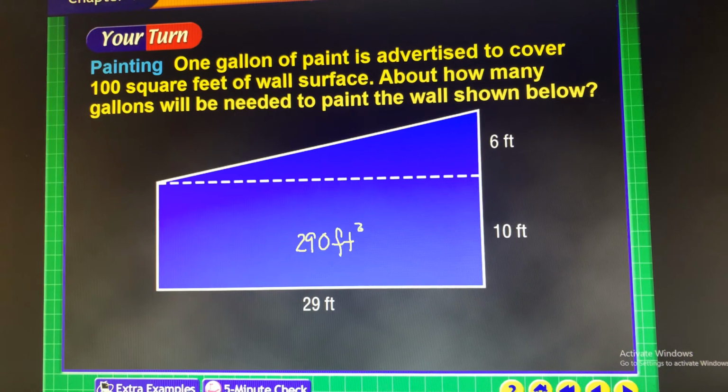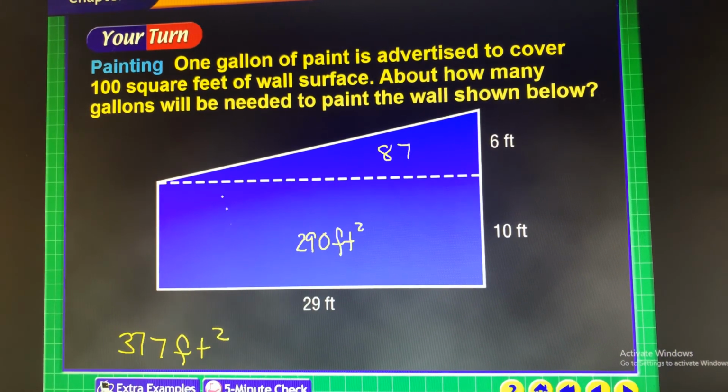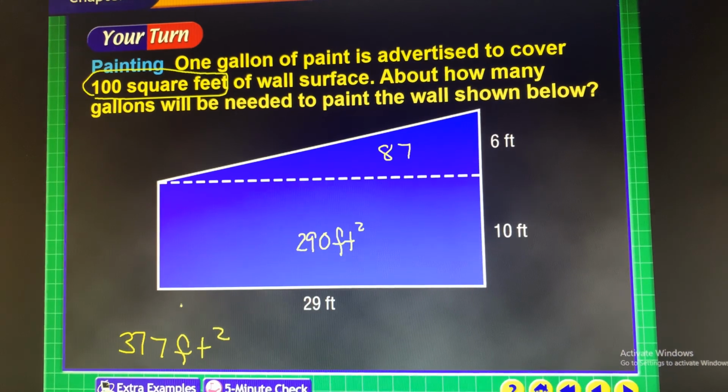So you have your 29 times 6 divided by 2 is 87. Put those two together, and you have 377 feet squared. But the question is, 1 gallon of paint is advertised to cover 100 square feet. You have 377 square feet. So how many gallons of paint are you going to need?